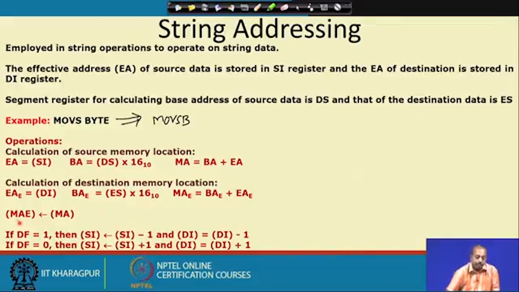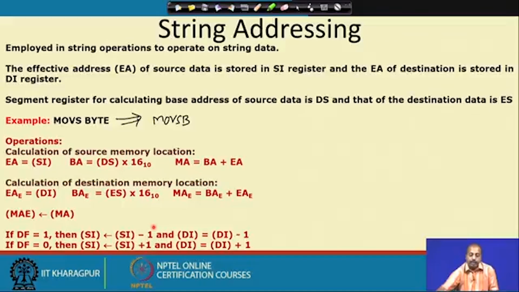And finally, the content of the source memory location MA is copied to the location MAE. After that, if the DF flag is set, then SI will be decremented and DI will be decremented, and if DF is 0, then SI will be incremented and DI will be incremented.